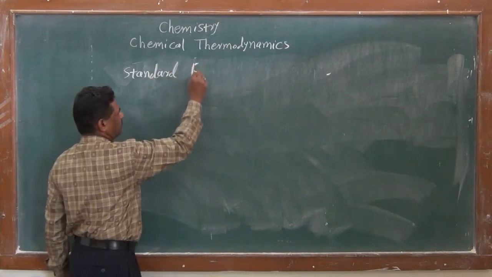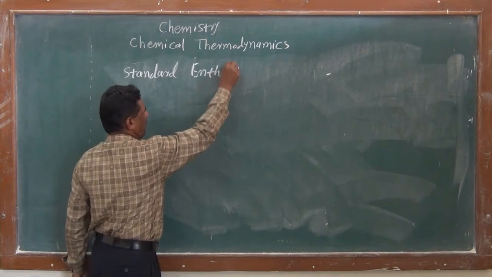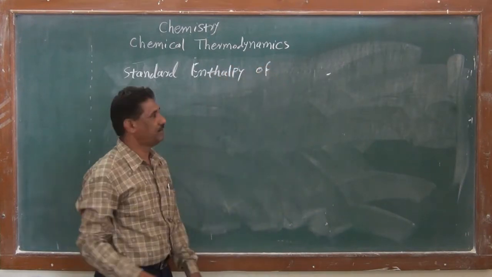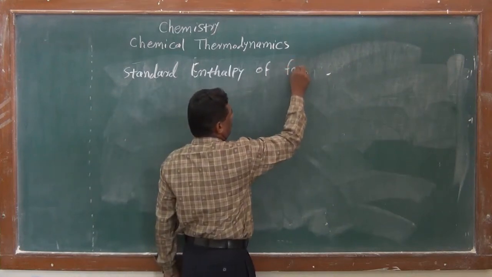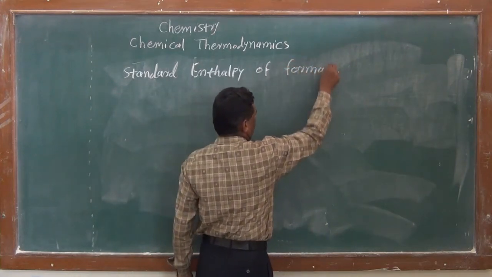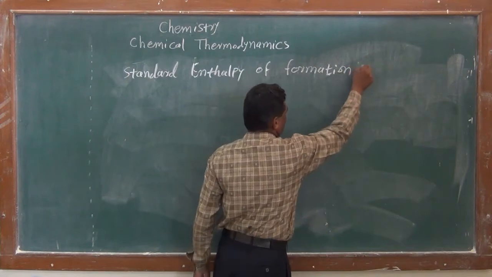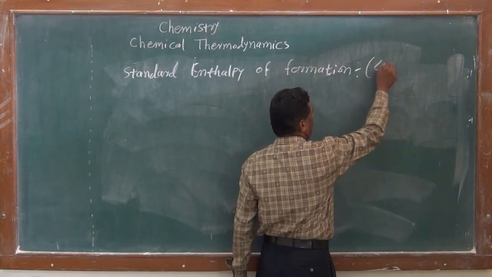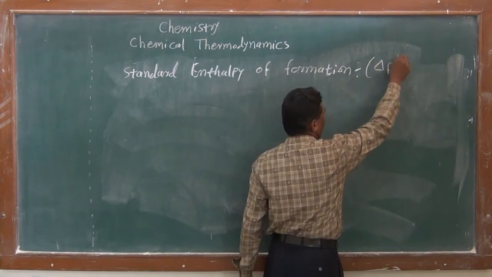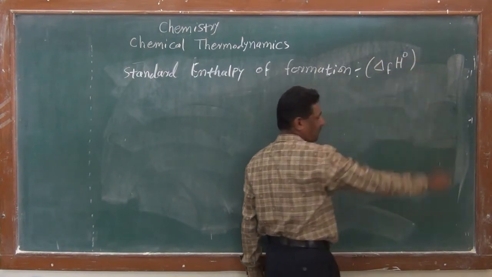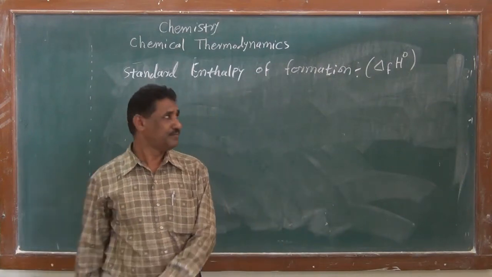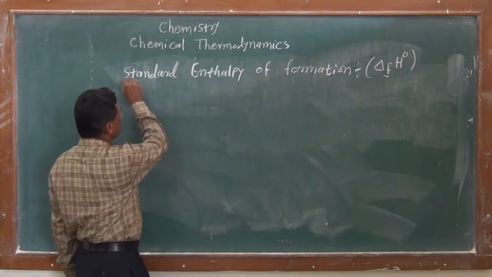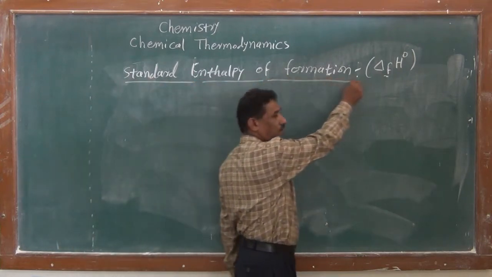Standard enthalpy of formation. Formation is denoted by the letter delta, F H0. Here F means formation. Standard enthalpy of formation.